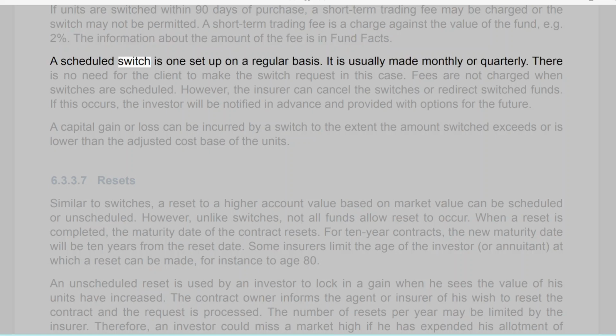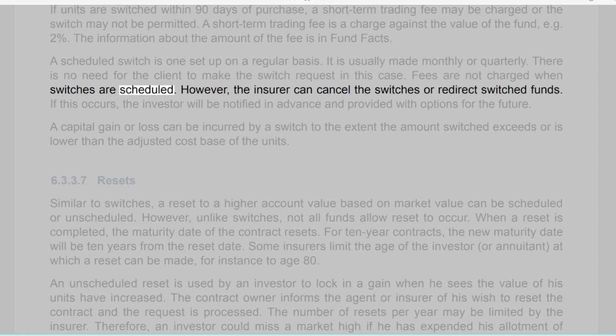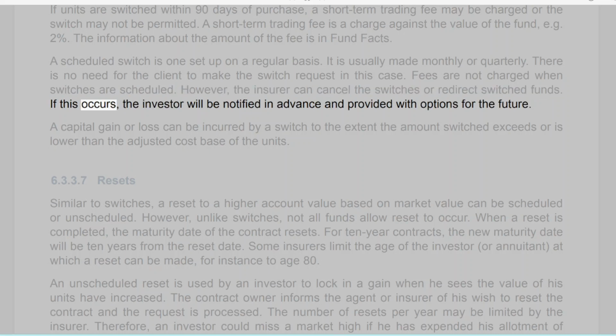A scheduled switch is one set up on a regular basis. It is usually made monthly or quarterly. There is no need for the client to make the switch request in this case. Fees are not charged when switches are scheduled. However, the insurer can cancel the switches or redirect switched funds. If this occurs, the investor will be notified in advance and provided with options for the future.